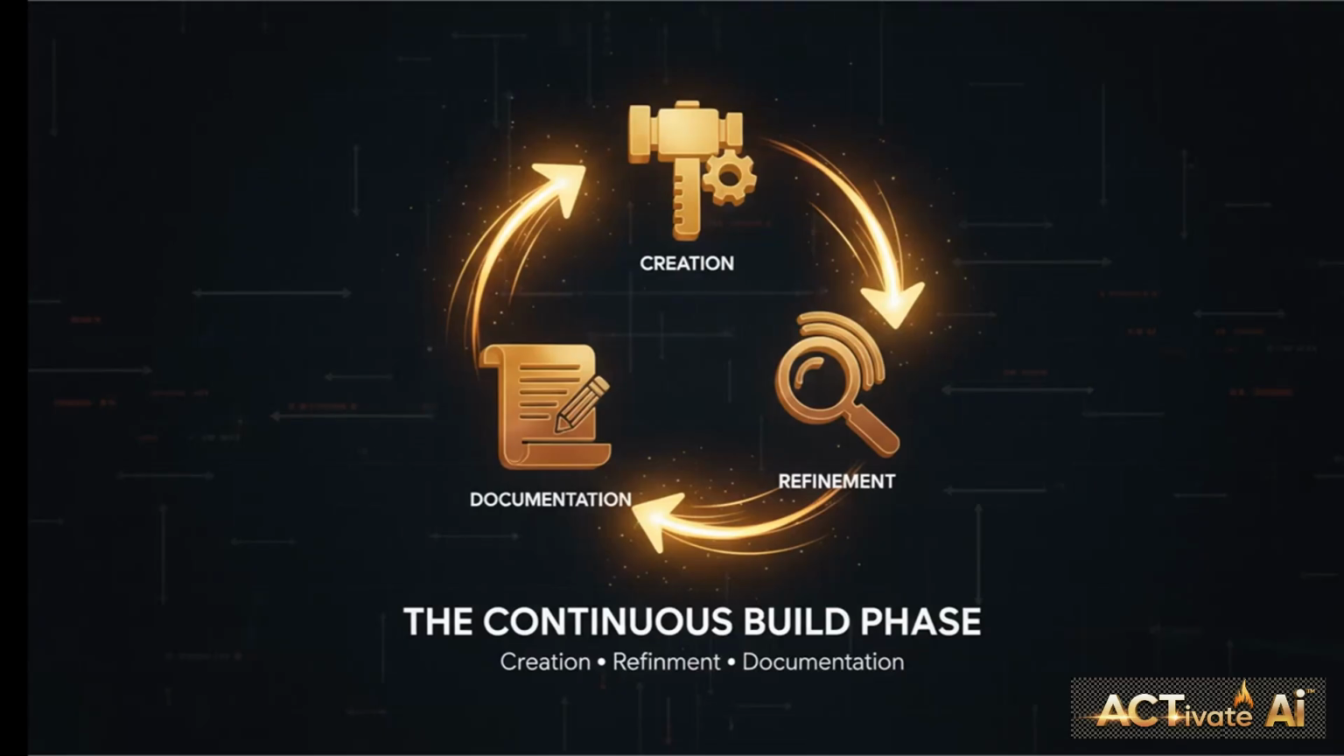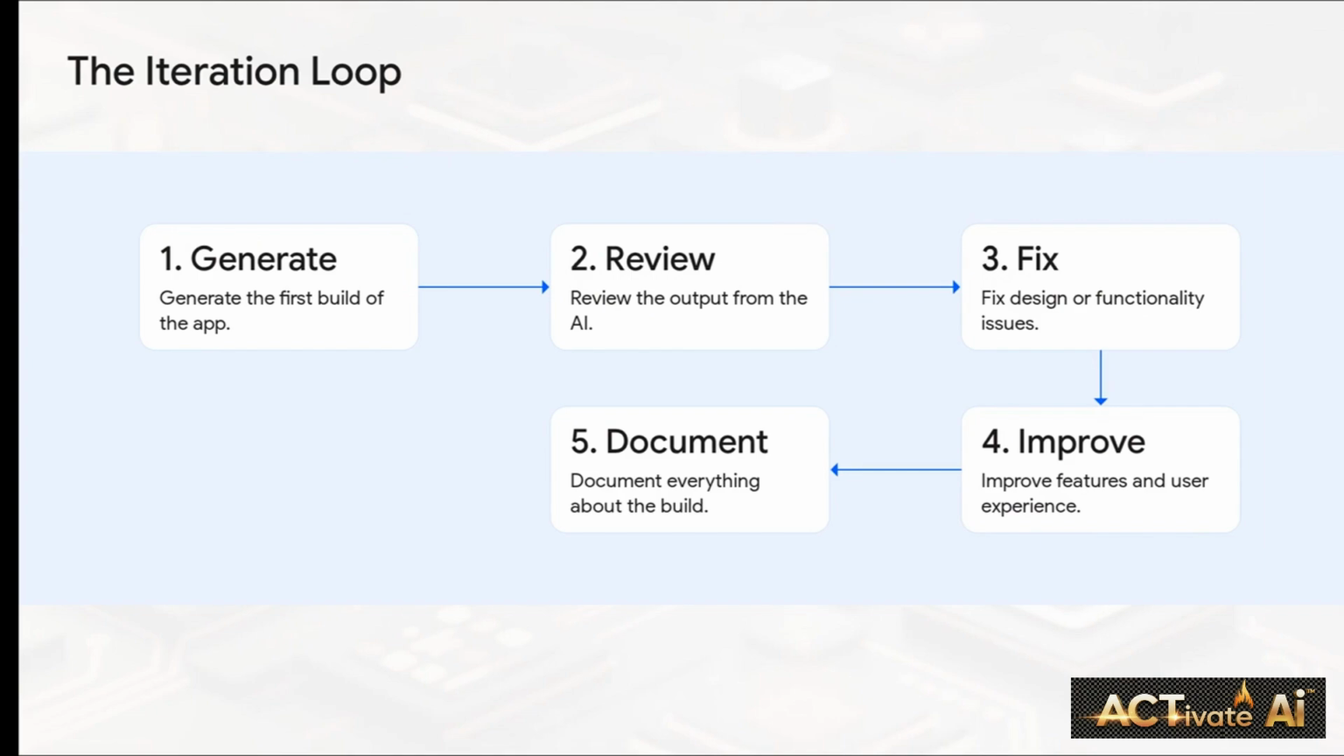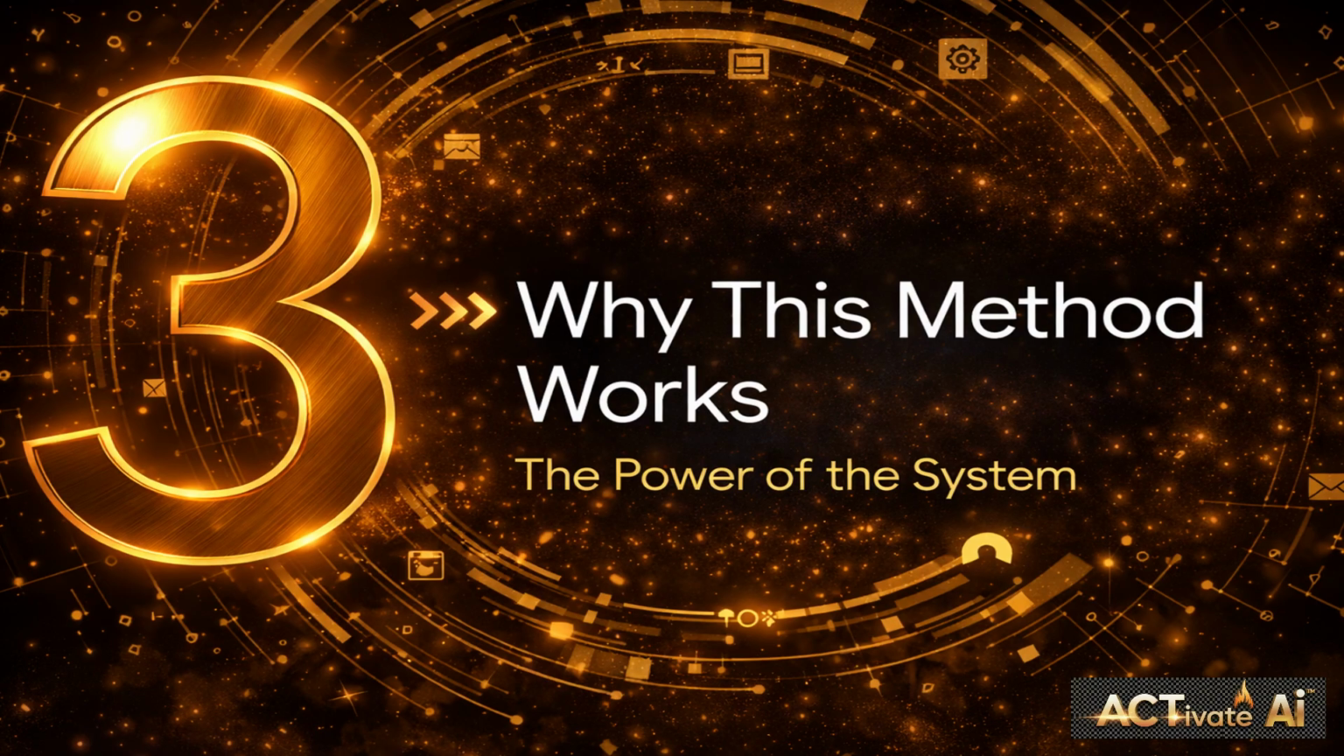And finally, we build. But this isn't just a one-time event. Step 5 is the most active phase, a continuous loop of creation, refinement, and just as important, documentation. This iteration loop is designed for constant forward momentum. You generate that first version, you review it, and then you fix any issues. Then you improve it, and you document every single change. With each cycle, the app gets better and better, and you're left with a perfect record of the entire build process. So that's the how.